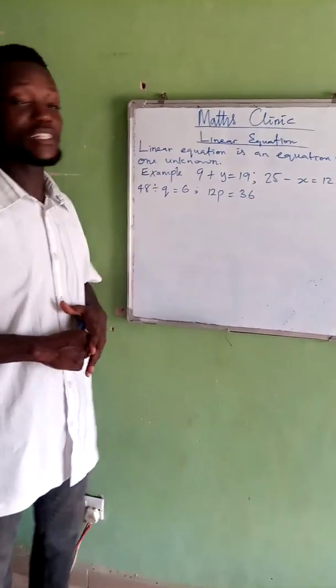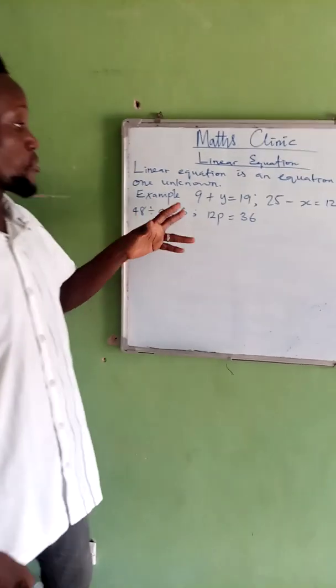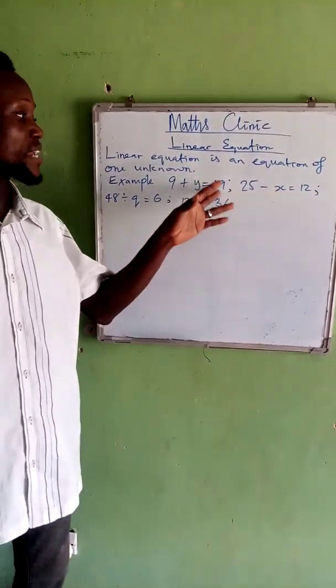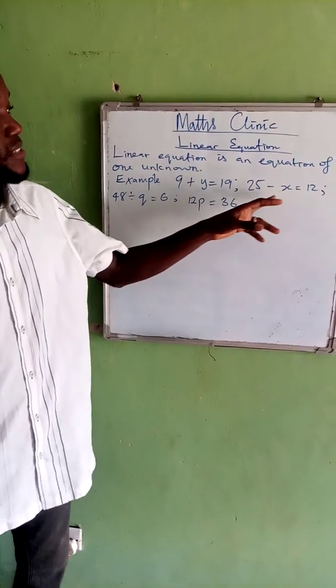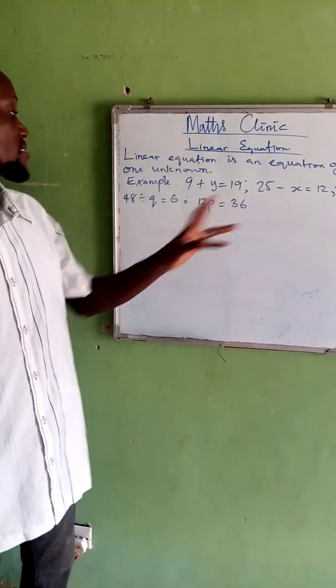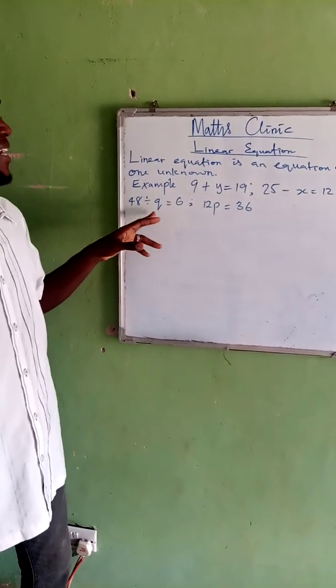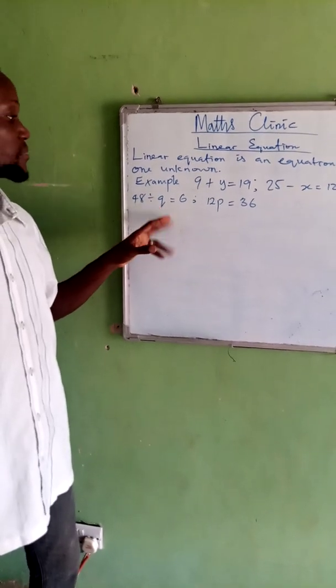What is a linear equation? A linear equation is an equation of an unknown number. For example, we have 9 plus y giving you 19. The unknown number here is y. 25 minus x equals 12. The unknown number here is minus x. 48 divided by q equals 6. The unknown number here is q.